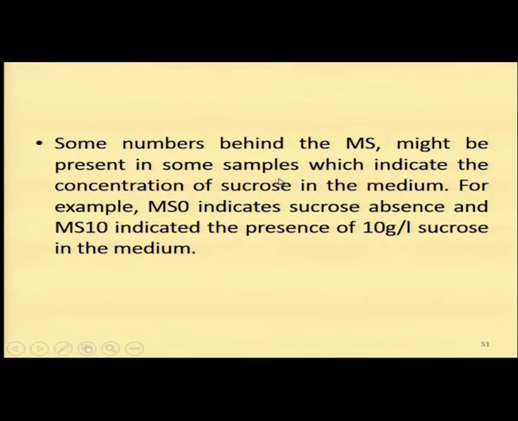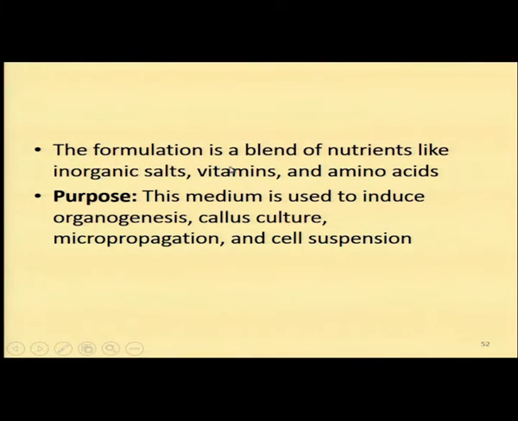When we write the composition of the MS medium, we have certain numbers after the MS. This indicates the concentration of sucrose in the medium. For example, MS0 means that the medium does not contain sucrose, and MS10 indicates that the medium contains sucrose at 10 grams per liter. The formulation is a blend of nutrients like inorganic salts, vitamins, and amino acids. This medium is used to induce organogenesis, callus culture, micropropagation, and cell suspension.